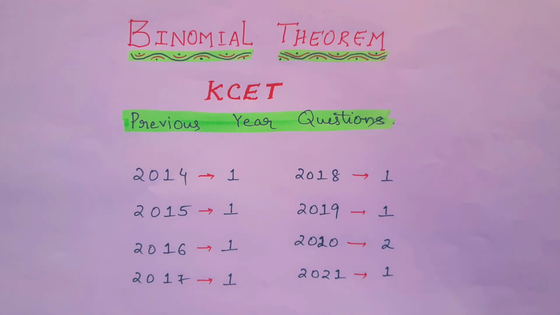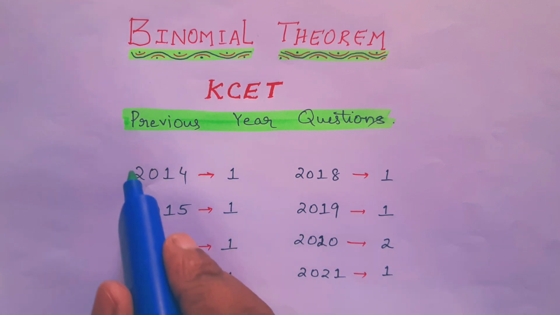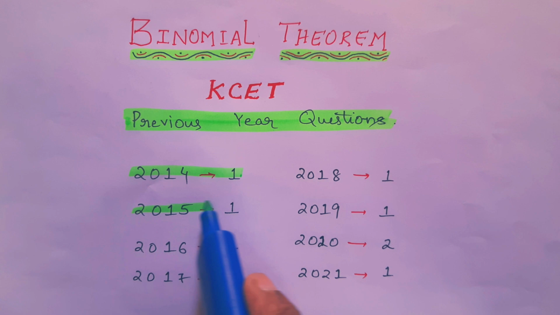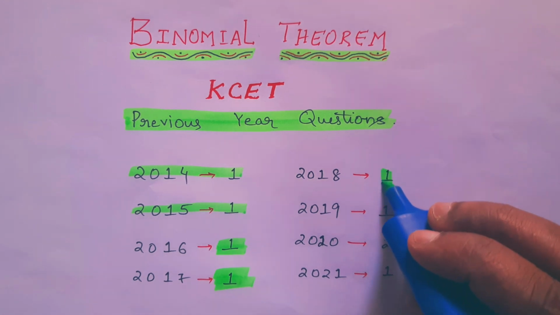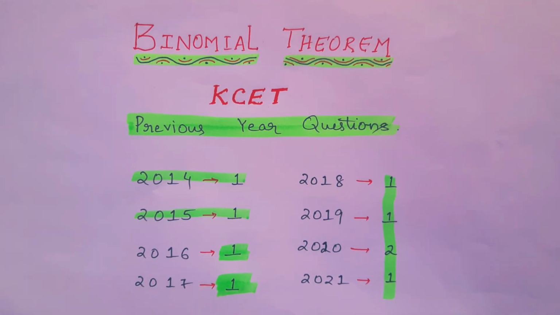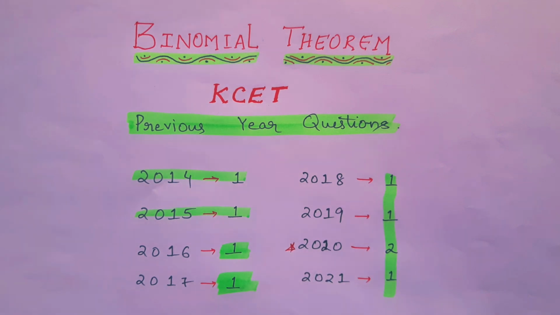Hi students, in this session we will come to know the number of previous year questions from binomial theorem. In 2014 one question, 2015 also one question, 2016 one question, 2017 also one question. Similarly in 2018, 19, 20, every year we are getting minimum one question, except 2020. Remaining years we are getting at least one question each year.